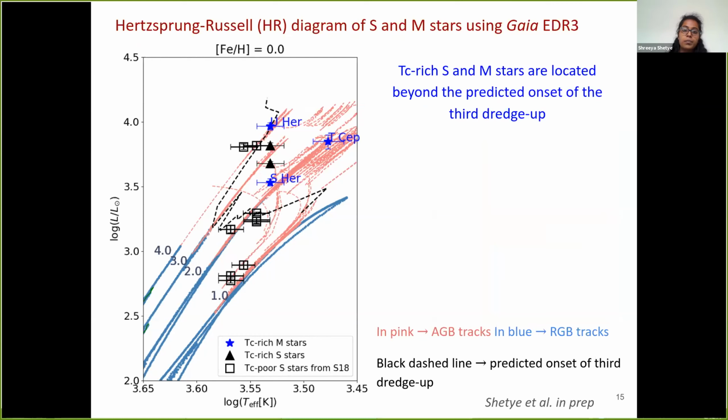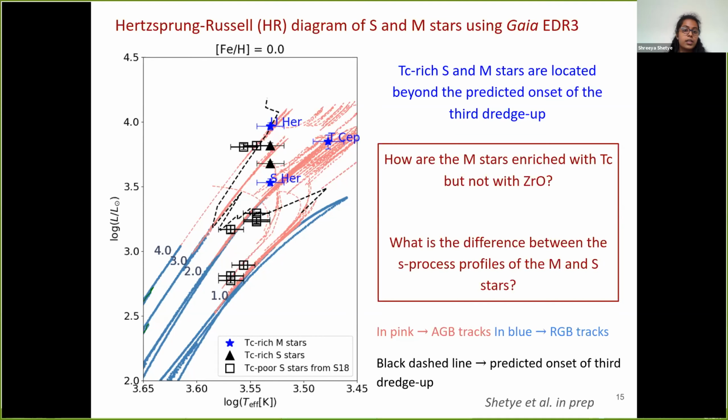in the HR diagram. But the question that remains is that they are at the same location as the S stars. So if they are at the same location in the HR diagram as the S stars, why do they show technetium? They do not show zirconium oxide yet. What is the real difference between these M stars and S stars? Because if they would show the zirconium oxide bands, they would be classified as S stars and not as M stars. So the underlying question is, what is the difference between the s-process profile of these M stars and S stars?